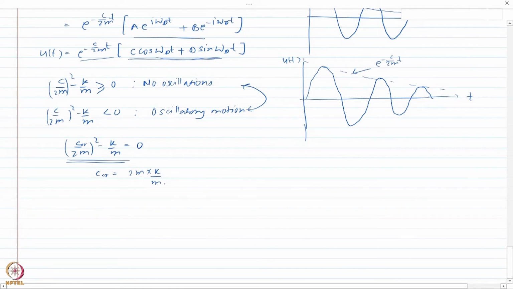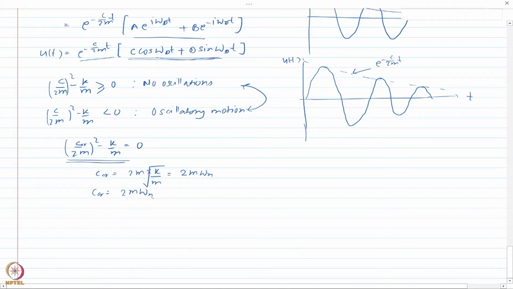Okay, and which I can further write as 2m omega n. Remember that there is a square root term here, so I can further write it as 2m omega n. So the critical damping coefficient can be written as 2m omega n.